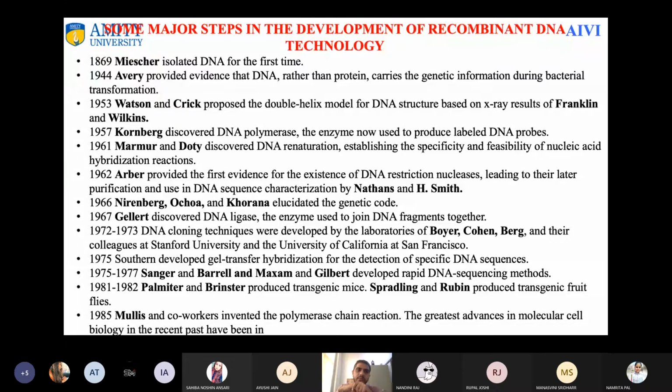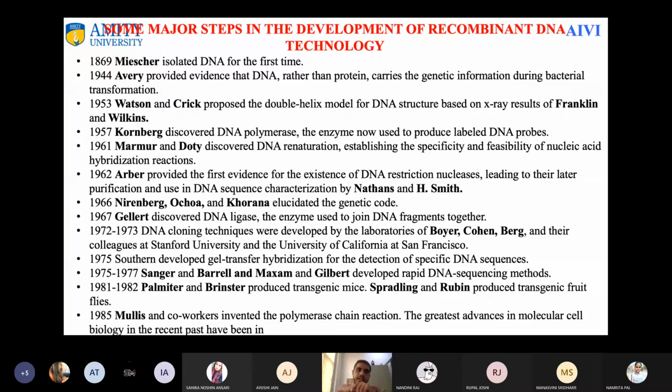In 57, after 4 years, Kornberg discovered the DNA polymerase. Polymerase is the enzyme which is behind the replication. And now in your recombinant DNA technology, polymerase has a great role also.